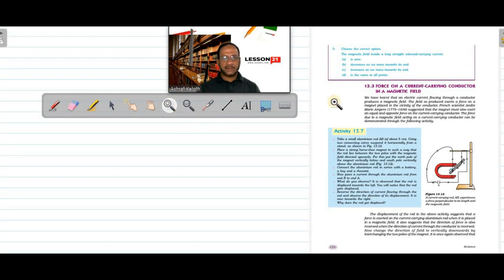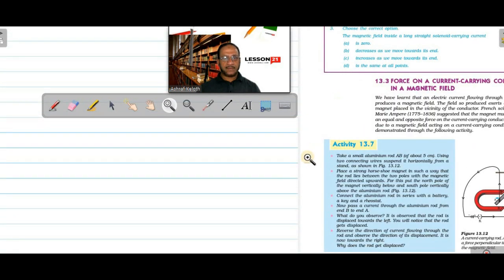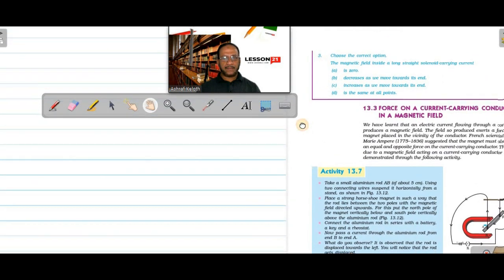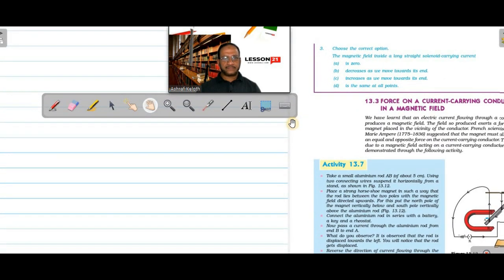Can you read this question? Choose the correct option. The magnetic field inside a long straight solenoid carrying current is zero, decreases as we move towards its end, increases as we move towards its end, or is the same at all points? Okay, in this question there is a controversy.